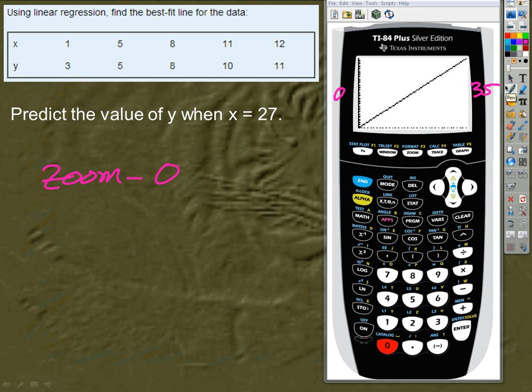I don't even know what they are. I don't have to know. Okay, so I got the graph up there. Now what? How do I use the graph to find the y value?